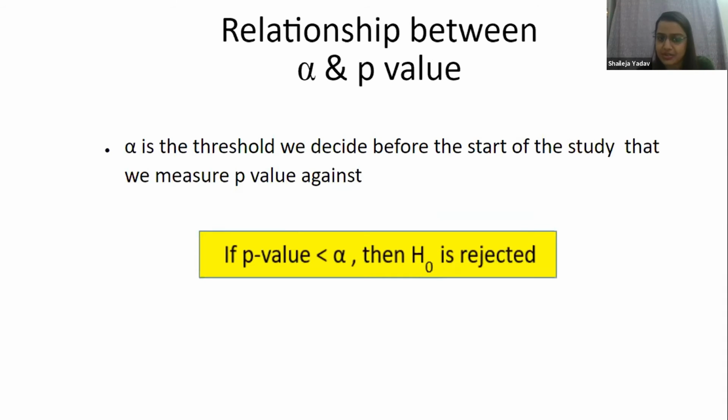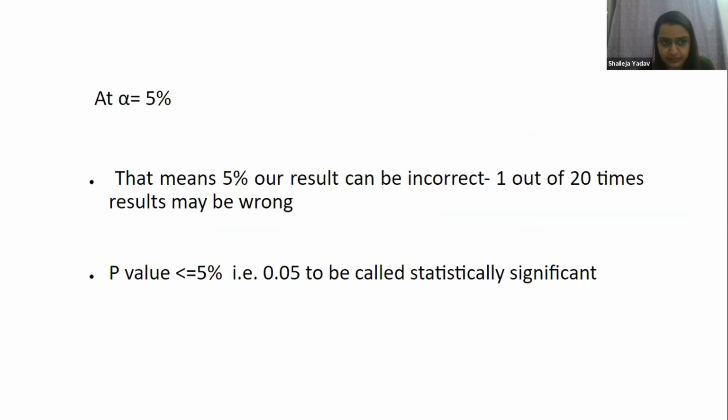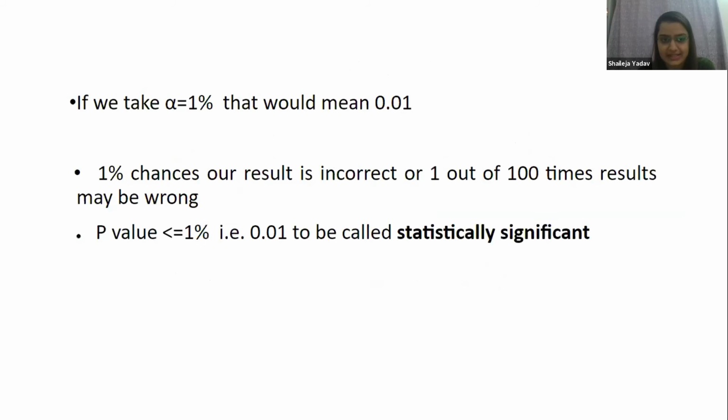So alpha is the threshold we decide before the start of the study that we measure p-value against. At alpha 5%, that means 5% of our results can be incorrect. That means 1 out of 20 times results may be wrong. P-value less than 5%, that is 0.05, will be required for the study results to be called statistically significant.